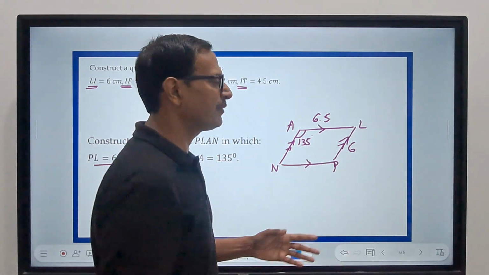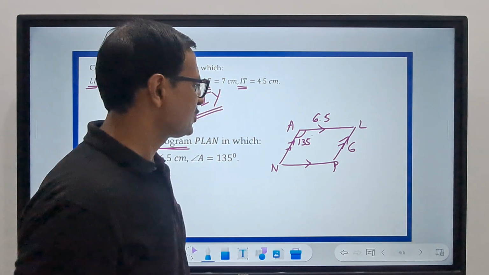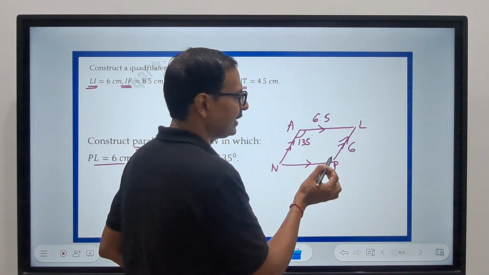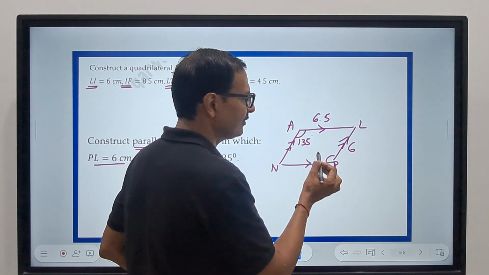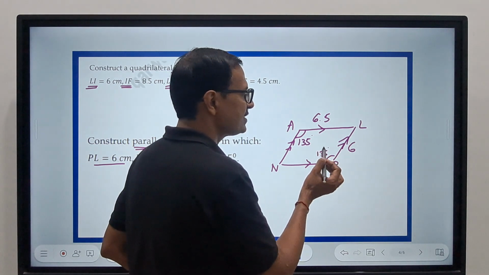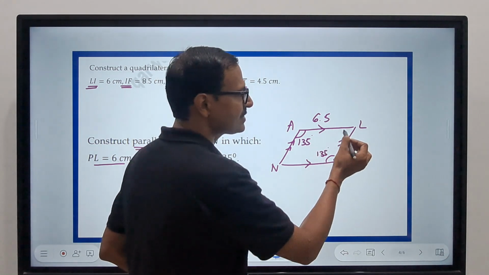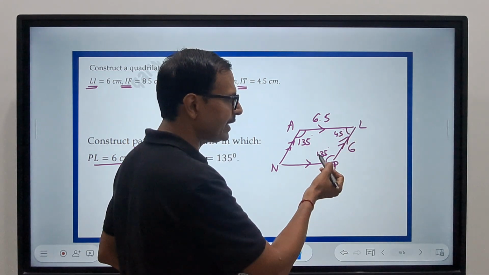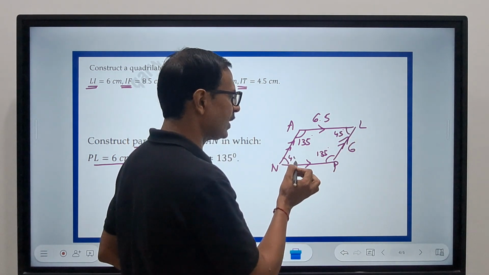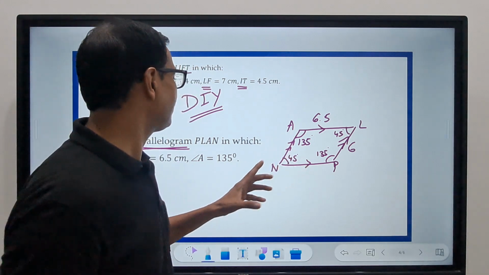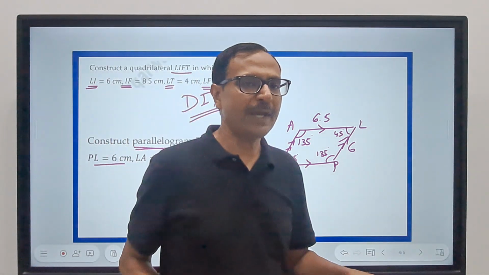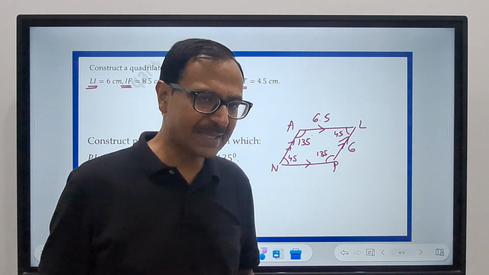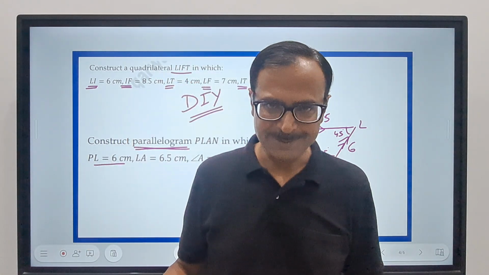Now I should know some of the properties of parallelogram. So I know that if this angle is 135, then this angle is also 135. And since these are co-interior angles, this angle is going to be 45, because they add up to 180, and this is also 45. So actually, if one angle of the parallelogram is known, I know all the 4 angles, and that's where the trick is in this particular question.